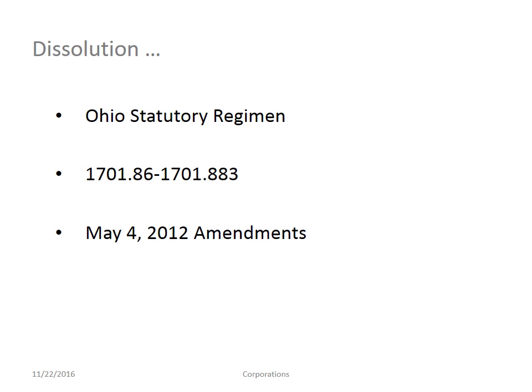You may have noticed that since now you guys are experts on Chapter 1701 of the Code, the provisions dealing with end of life of a corporation appear appropriately toward the end of the chapter, specifically sections 1701.86 to 1701.883.